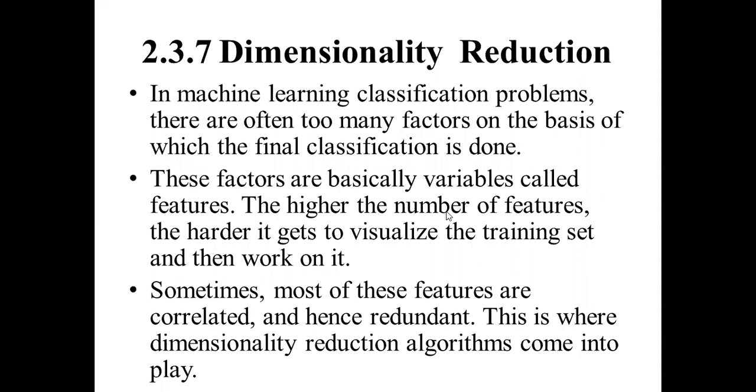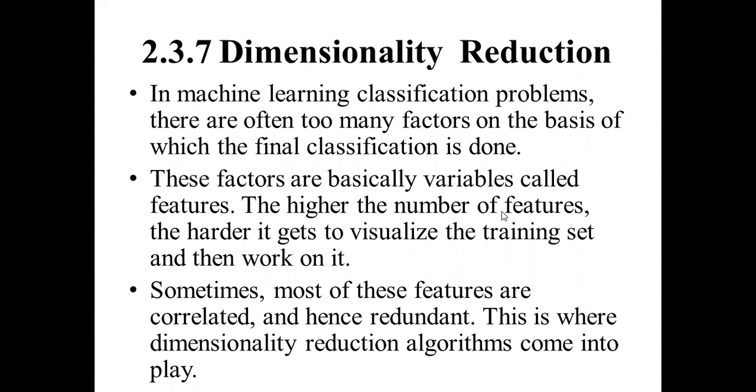The higher the number of factors, the harder it is to visualize the training set and then work on it. If I have 100 variables, comparing each of them, seeing which variable is changing, and on which basis I need to make the classification becomes difficult. And some of the features are also correlated. Correlated means, for example, if I take the complete flower length, then petal length, and then stigma length, all these come under my key features.